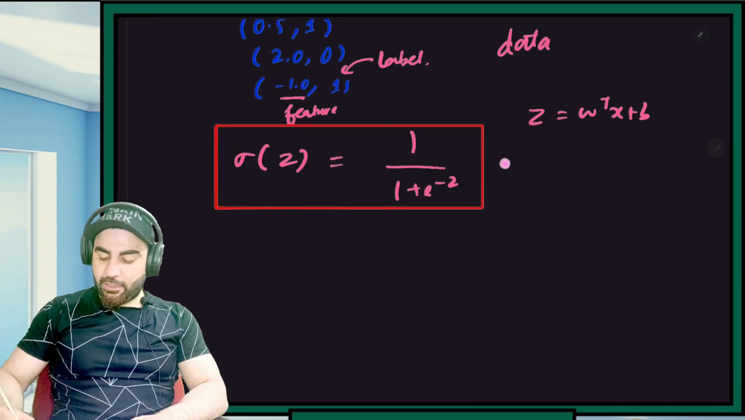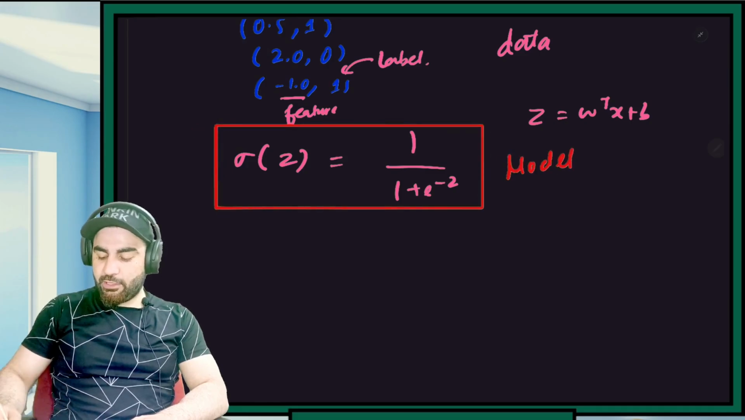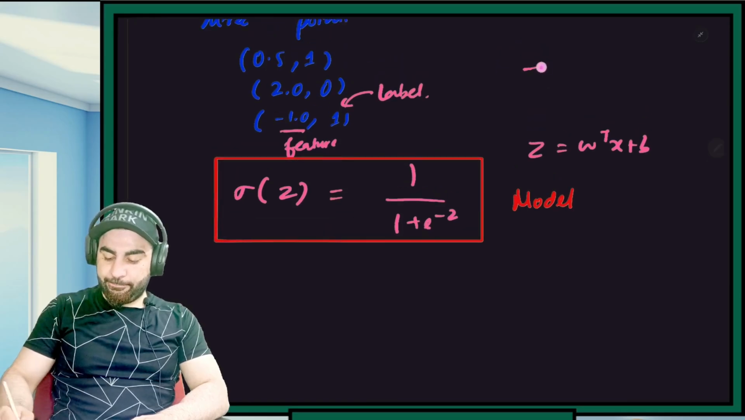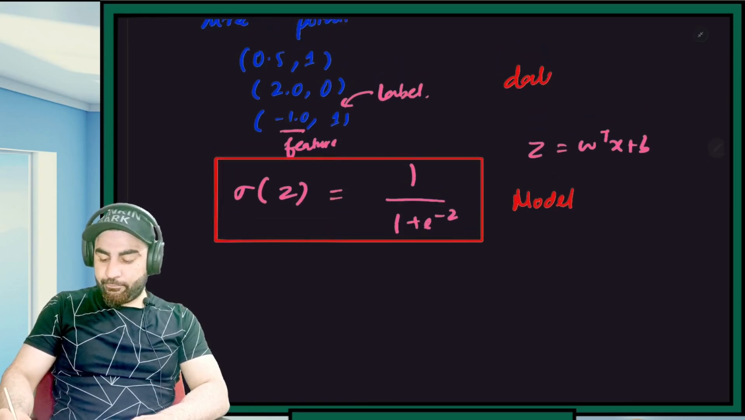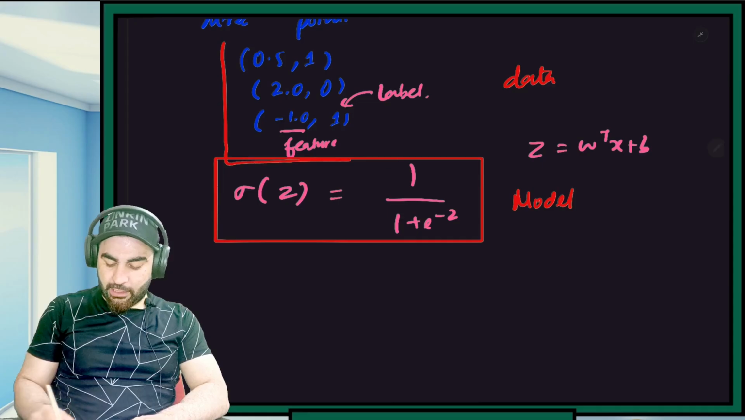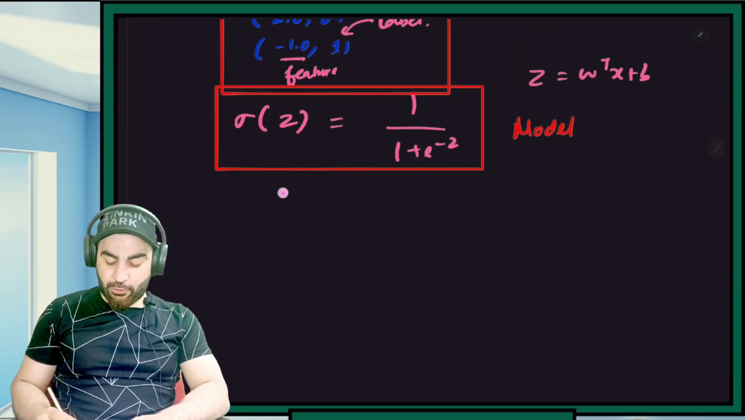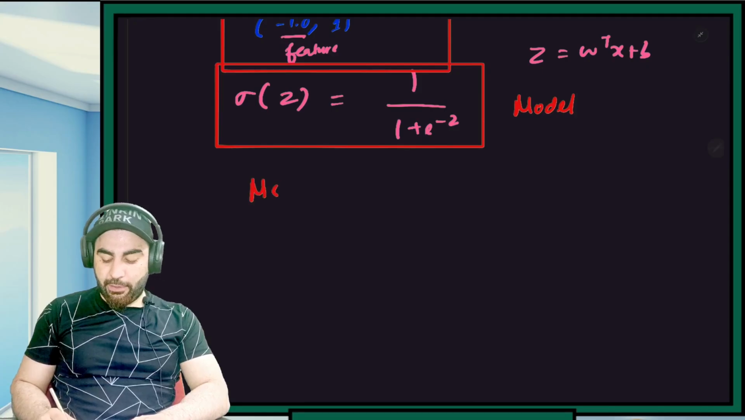I encourage everybody to ask questions if you don't understand. So this is our model, and this thing over here is our data. And I will have to come up with a loss function. The loss function, as I earlier said, will be the mean square error.